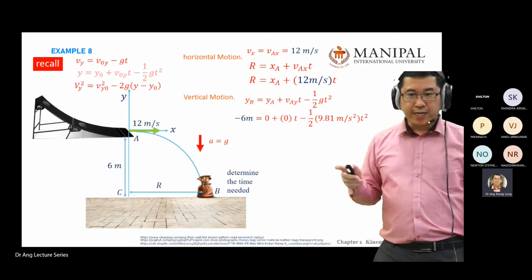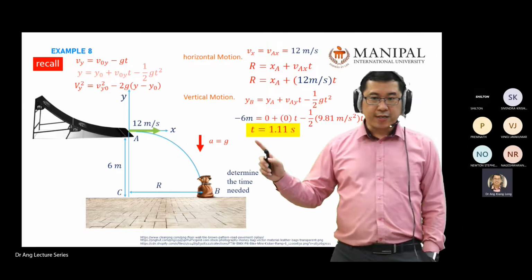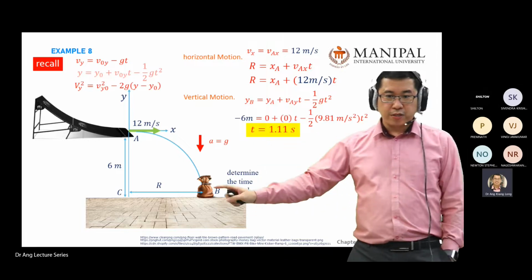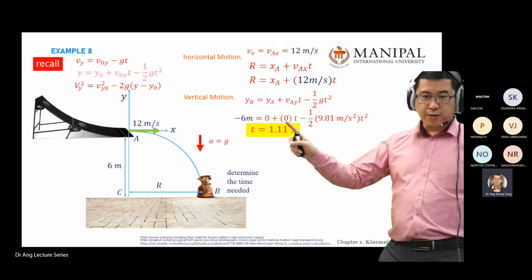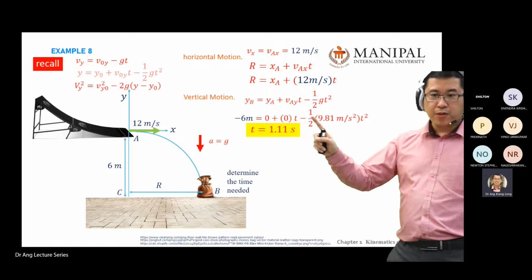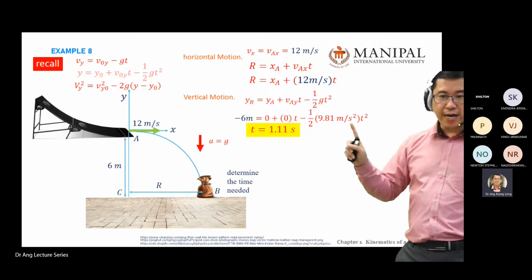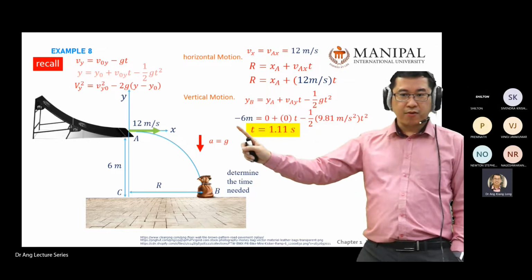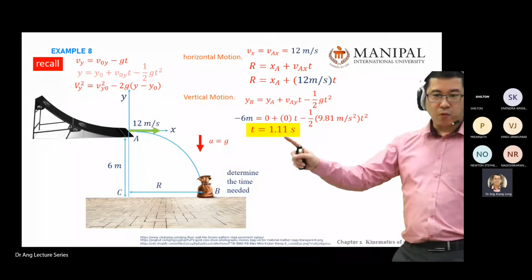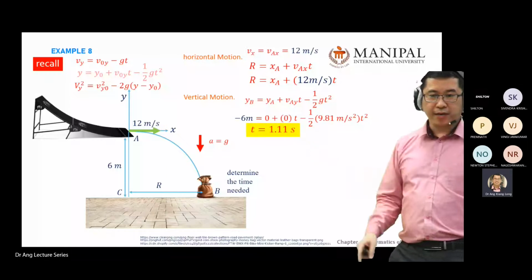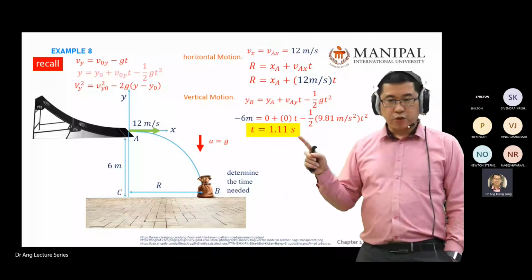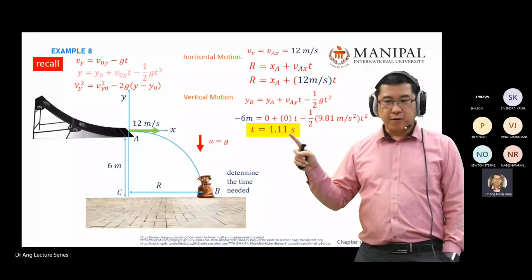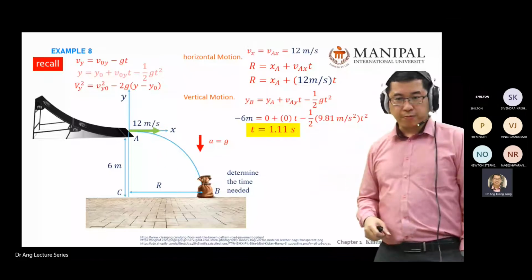Okay, you summarize this equation. You get the time to reach point B. Because this one 0, this one 0, you have the value here and the t square. You move this number to the left-hand side, you get 1.11 second. Again, for this module, minimum 2 decimal place, maximum 3 decimal place for your answer.